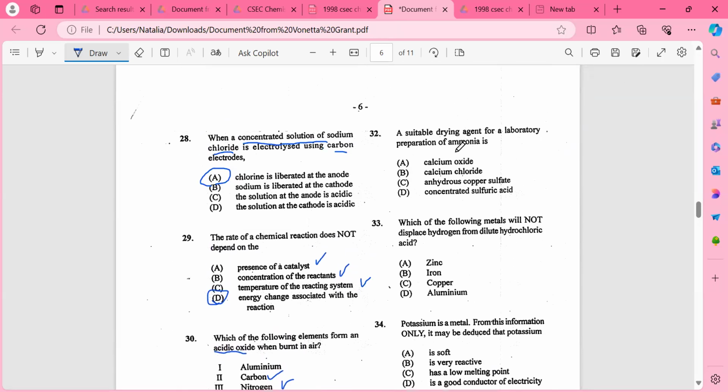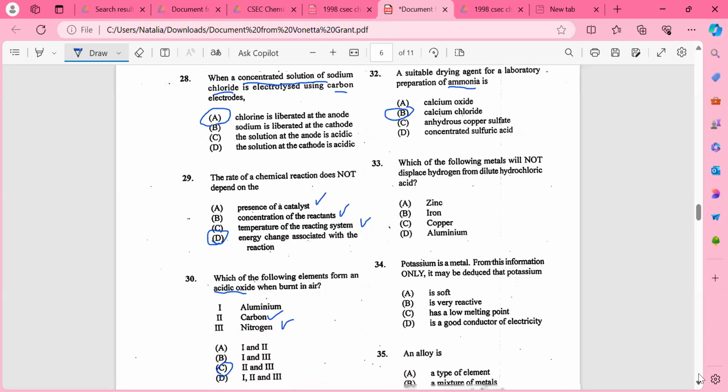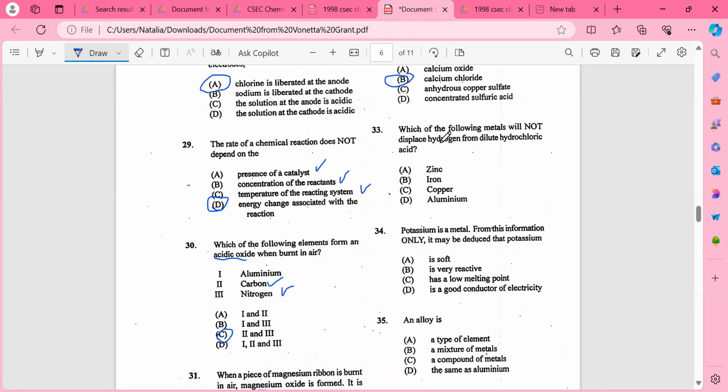A suitable drying agent for preparing ammonia is calcium chloride. That's the drying agent. Which of the following metals does not displace hydrogen from hydrochloric acid? So we're looking for elements lower than hydrogen in the reactivity series. And the one which is lower than hydrogen is copper.